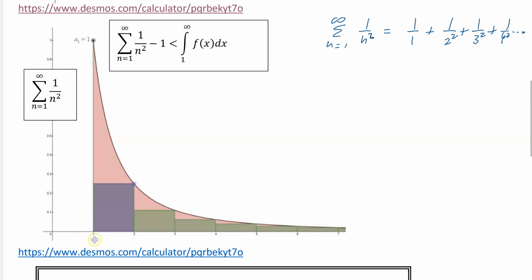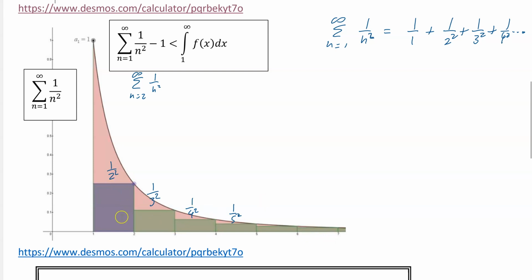But see, this is not from plugging in 1, it's from plugging in 2. So we would end up with 1 over 2 squared, 1 over 3 squared, 1 over 4 squared, and so on as we move down it. And so all we have to do is basically add that a sub 1 in there. So I'm saying that the sum from n equals 1 to infinity of 1 over n squared minus 1 now, because that's our first term, that would give us our sum from n equals 2 to infinity of 1 over n squared. So that's all that is, and that would give us our left.